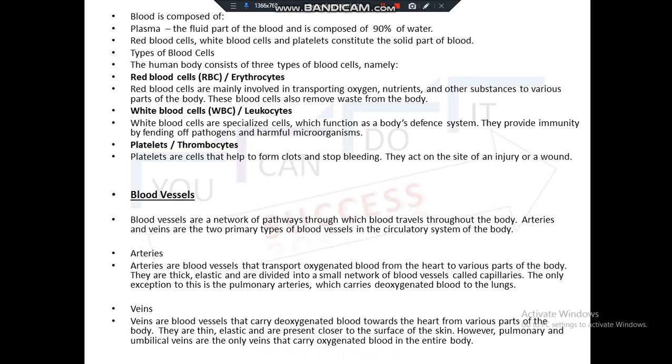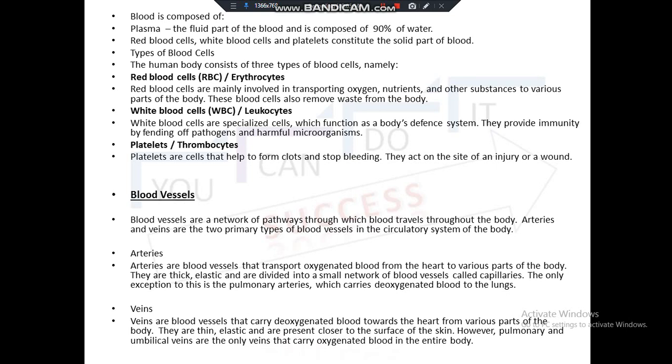So the RBCs are actually involved in transporting oxygen, nutrients and other substances. White blood cells play an important role in the body's defense mechanism, and thrombocytes are the ones which are responsible for blood clotting. Okay, so now if we talk about the blood vessels, that is another component of the circulatory system.